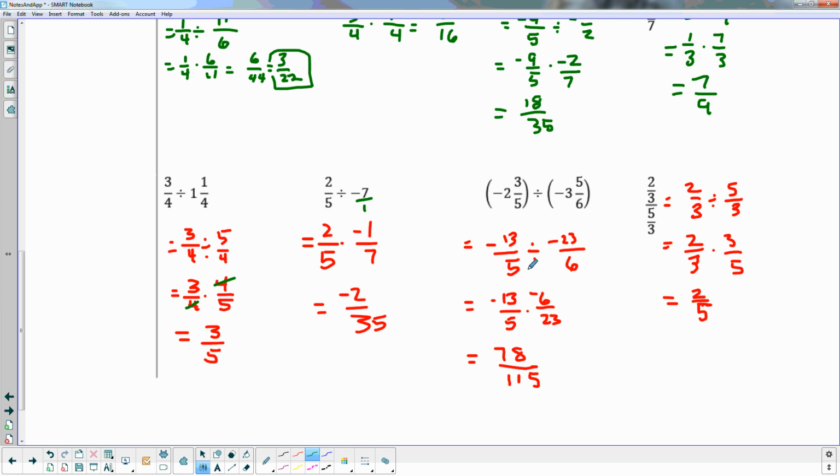The third one, kind of the hardest one of the bunch here, just because the numbers got a little bit larger, but the process remains the same. I get negative 13 fifths divided by negative 23 sixths. I keep, change, flip, and nothing cancels out, even though we wish it would. But when I multiply those, I get 78 over 115. And on the last one, 2/3 divided by 5/3, that's how you want to write this. And keep, change, flip. Again, I see I have a 3 on the bottom and on the top, and those can cancel out. 2 times 1 over 1 times 5 is 2/5.